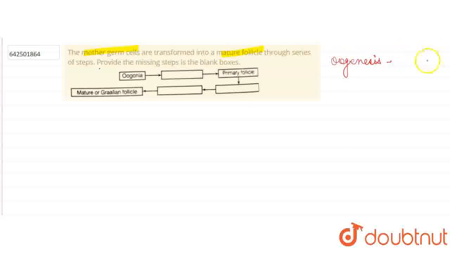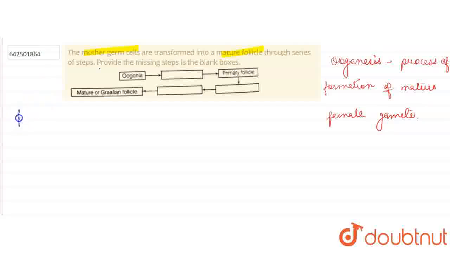is the process of formation of a mature female gametes. And this oogenesis, it begins in the fetal life only. So at fetal life, what happens is that a couple of million of oogonia will be formed within each fetal ovary.